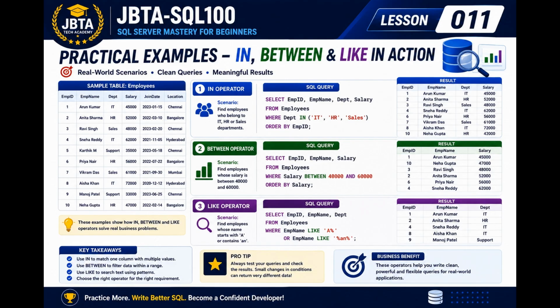Practice each of these examples in SQL Server Management Studio. Try changing the values. Add more departments to the IN operator. Change the salary range in the BETWEEN operator. Experiment with different LIKE patterns. The more you practice, the more comfortable you'll become with writing SQL queries for real-world business scenarios.